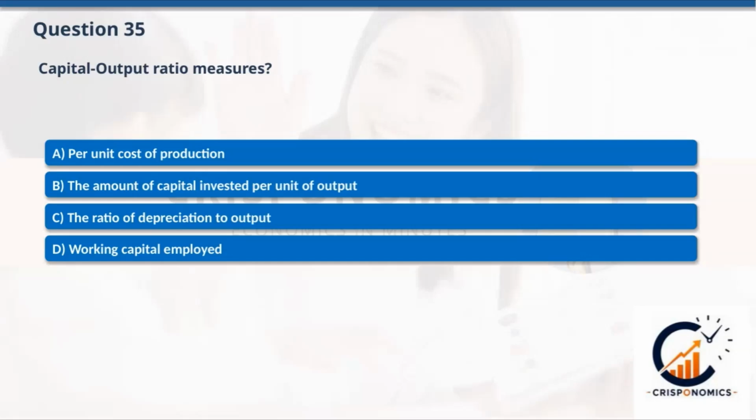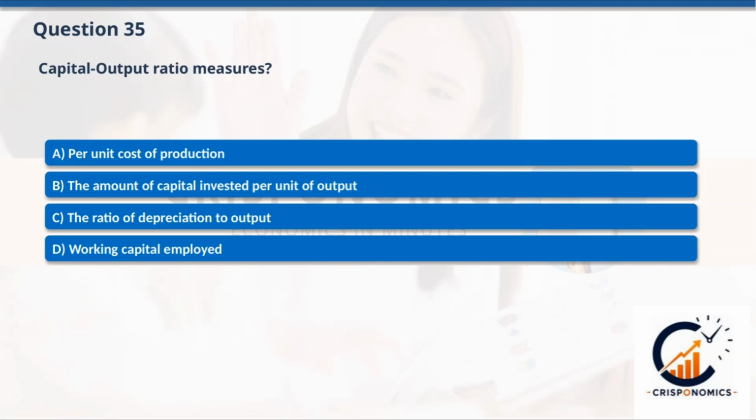Let's talk about the capital output ratio. What exactly does it measure? Is it the per unit cost of production, or maybe the amount of capital invested per unit of output? Could it be the ratio of depreciation to output, or perhaps working capital employed? The capital output ratio actually tells us how much capital is needed to produce 1 unit of output.